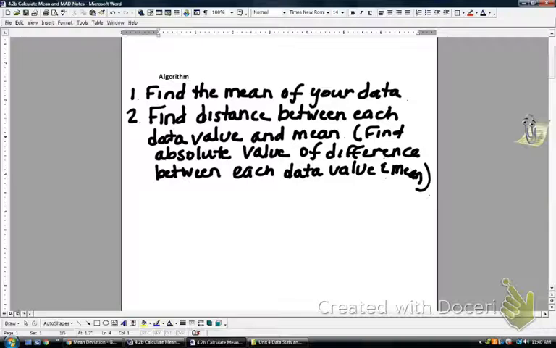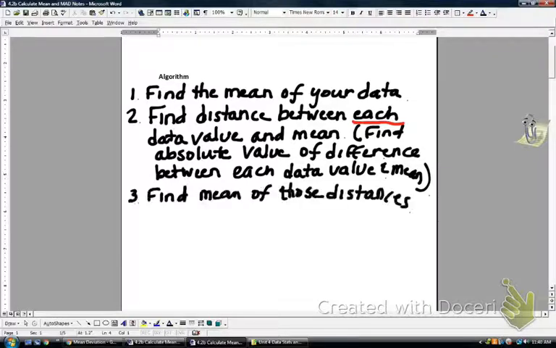Then our second step is we're going to find the distance between each data value and the mean. What we're actually doing is we're subtracting the value minus the average, the mean, and then we're taking the absolute value of it. That's what's written in parentheses, the practical part of what we're doing. And then the last step is we're going to find the mean of those distances. So there's the last step written down, find the mean of those distances from number 2. And I think when you see this in an example, it will make a little bit more sense.